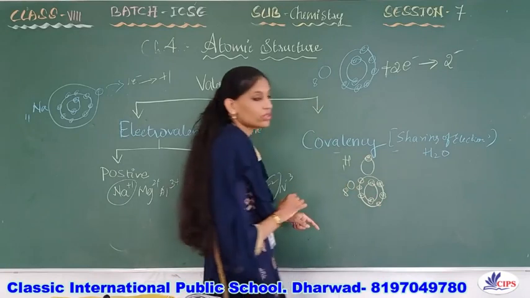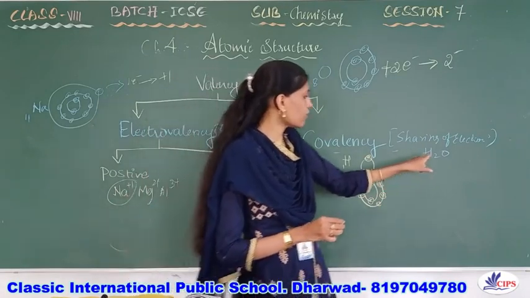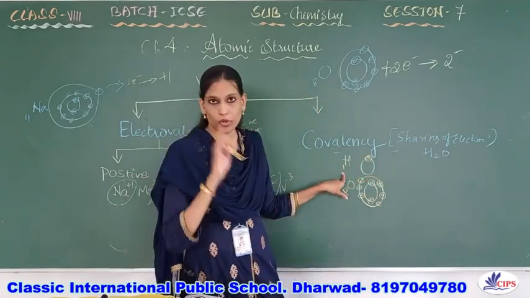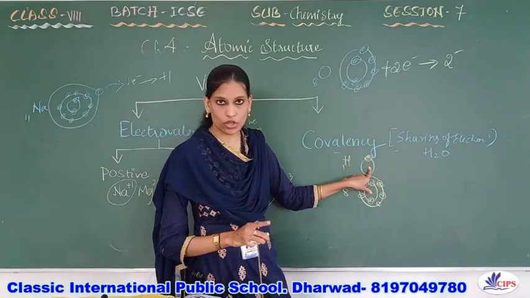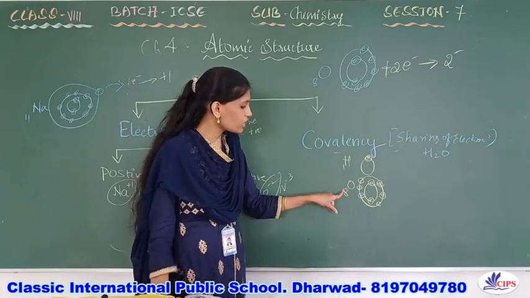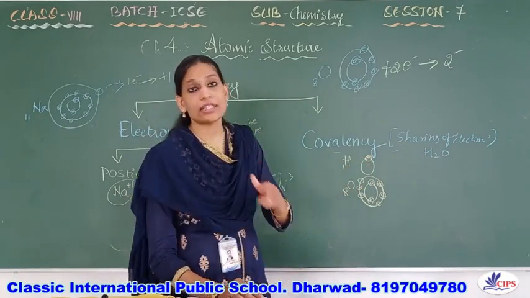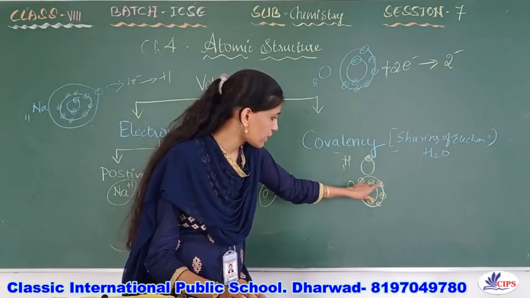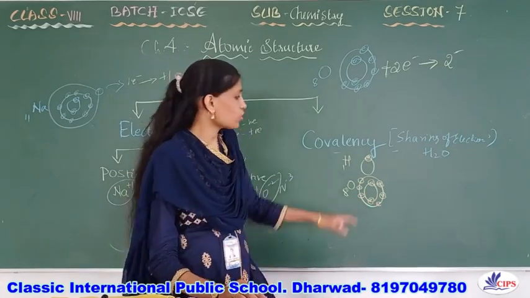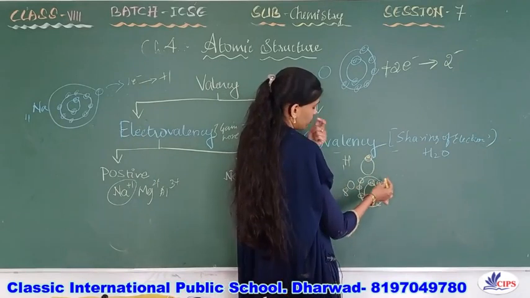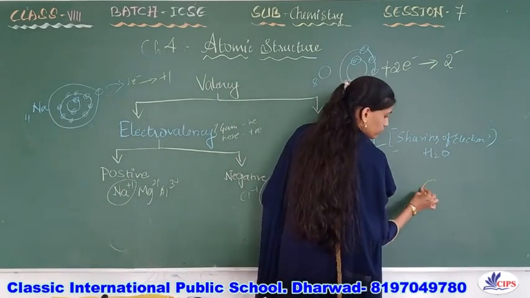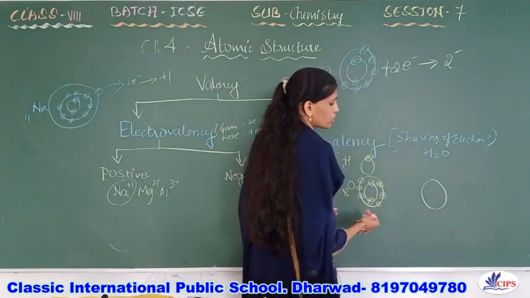Hydrogen needs one more electron to completely fill its K shell, and oxygen has 8 electrons, it needs 2 more electrons to complete its octet. So therefore what we'll do, 2 atoms of hydrogen, and here I will draw oxygen, this is the oxygen.